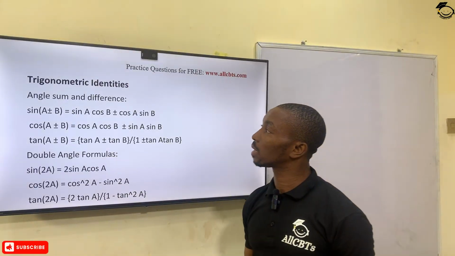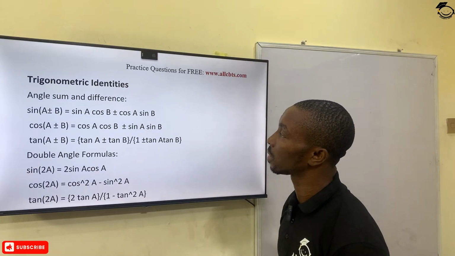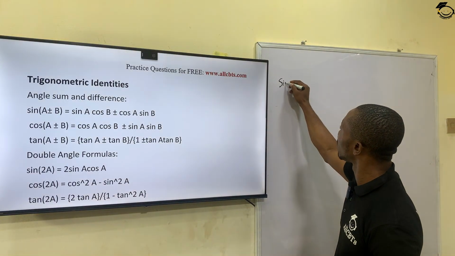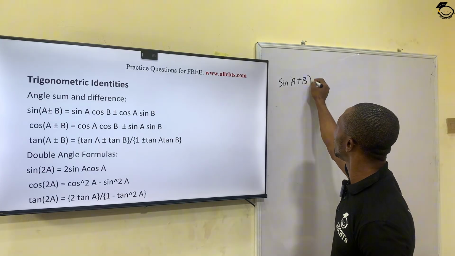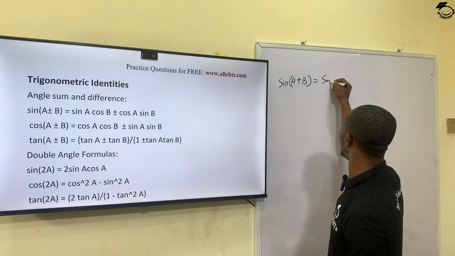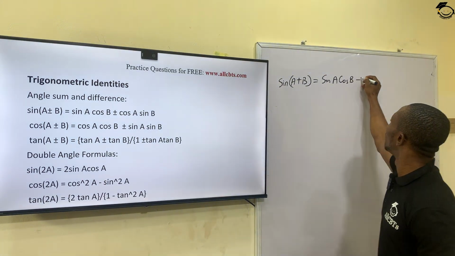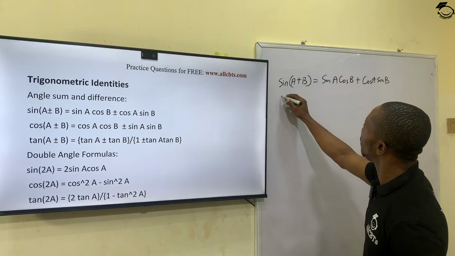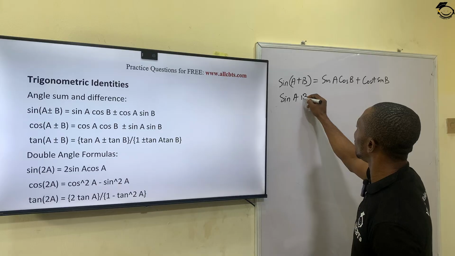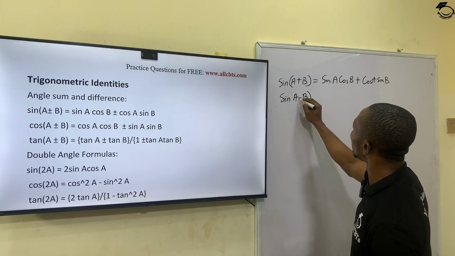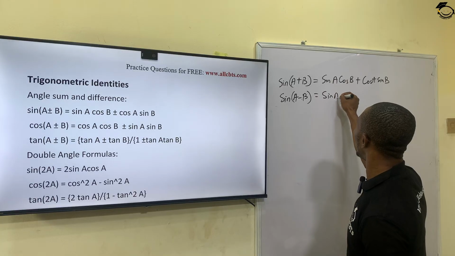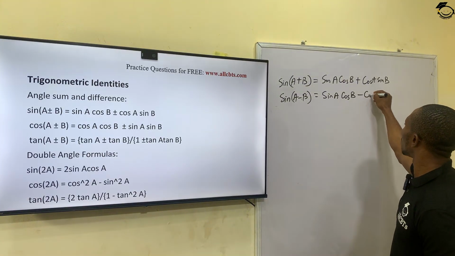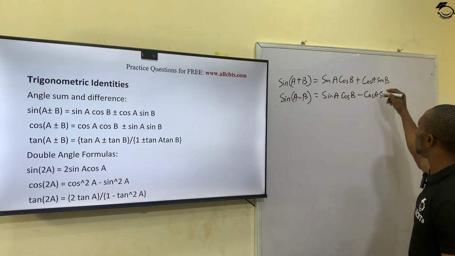So next we'll be looking at the angle sum and difference of our trigonometrical identities. Now, if we have sine (A plus B), it will be sine A cos B plus cos A sine B. Now, if we have sine (A minus B), it will be sine A cos B minus cos A sine B.